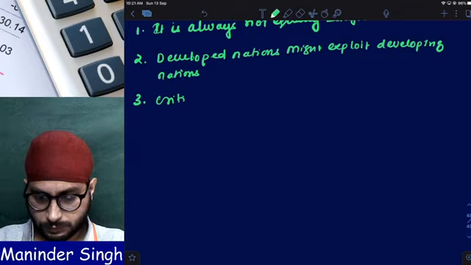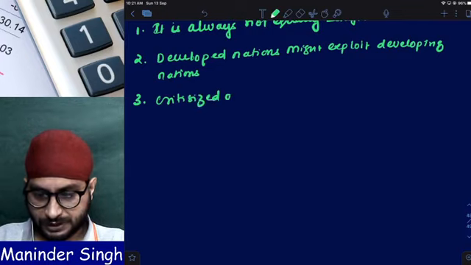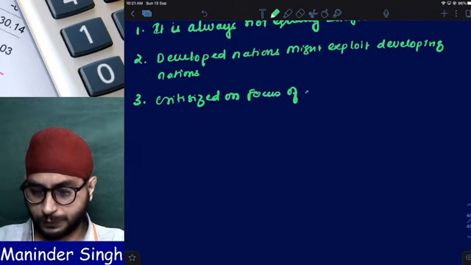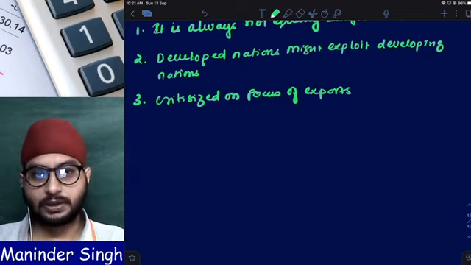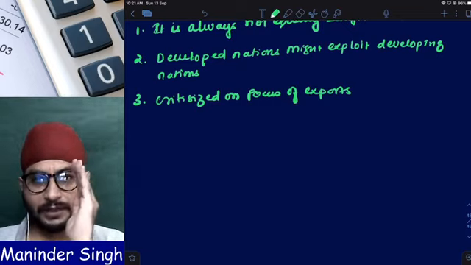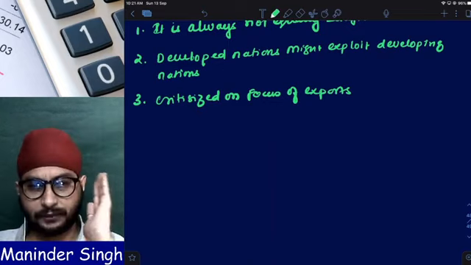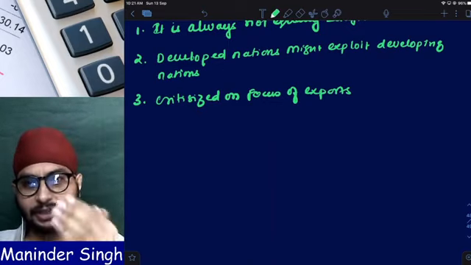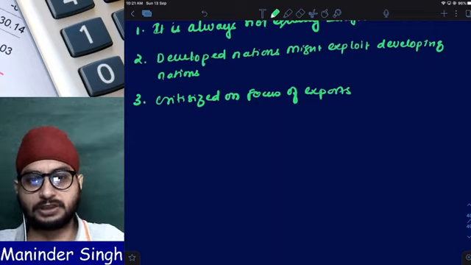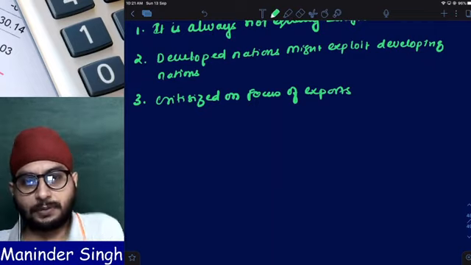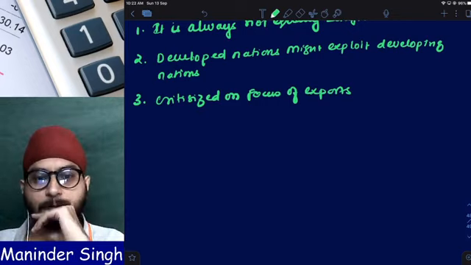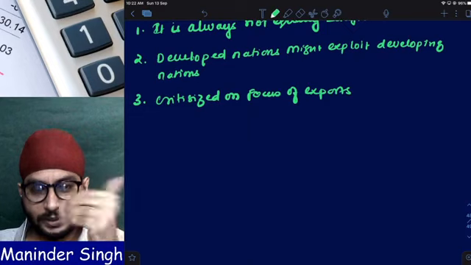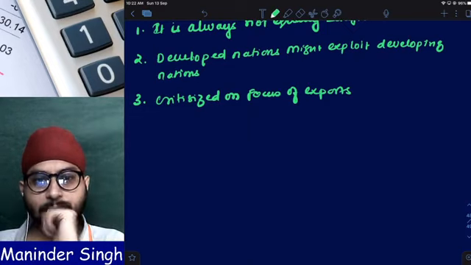Criticized on focus of exports. Clear? Exports. Whenever we talk about international trade, in the last chapter also, instruments of trade policy, I told you the same thing. Now also I'm telling you the same thing. Majority of the companies want to export more or import more. Every country wants to export more. They want to export more.